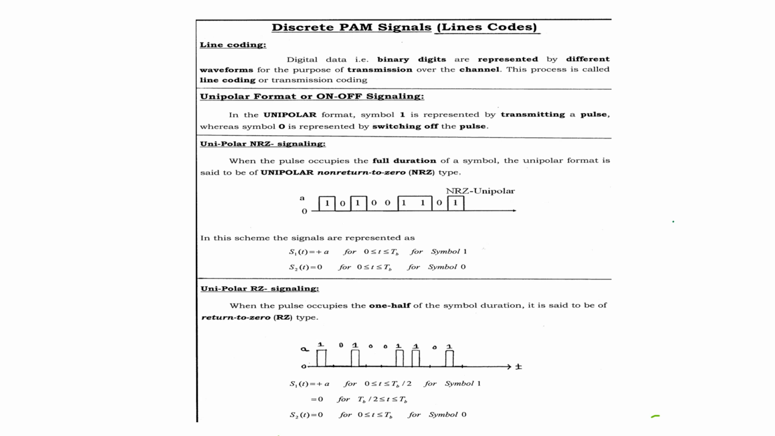Line code is nothing but a bit stream that is going to have voltage levels, which is also considered as a waveform. So the signals are going to be converted into an electrical form.